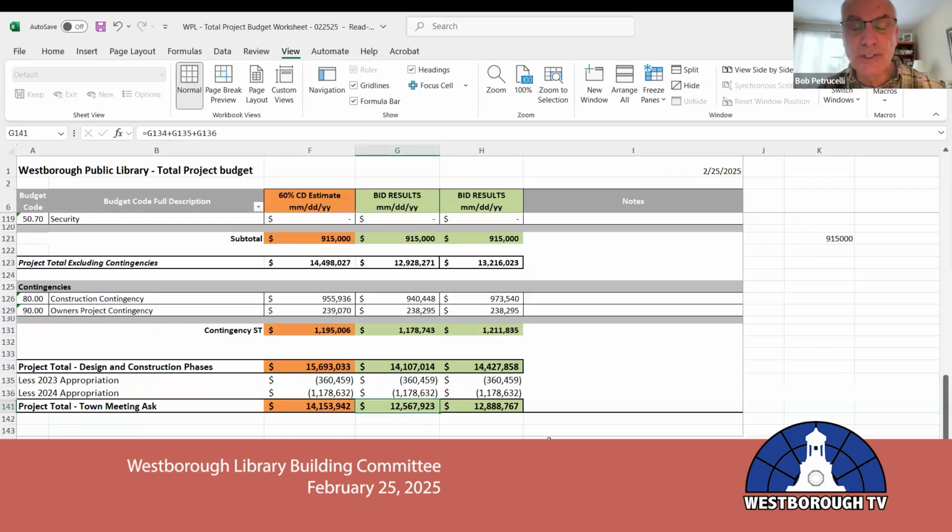Did we choose alternate 2 over alternate 1, or can't you do 2 unless you do alternate 1? Correct. Okay. So also the contingencies, if unspent, never get borrowed. That's correct.